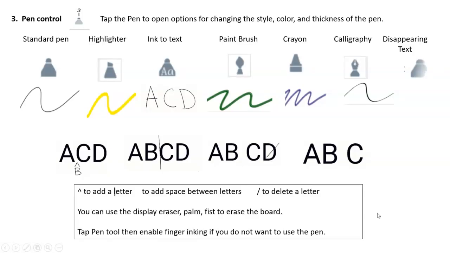Now when we go to the ink to text, when you type something, and this is different on different boards and I don't know why, but when you type something and you click on that, it will turn your handwritten lettering to actual text. And if you put the little caret and you put a B, it will add that B in for you. If you put a line in between 2 letters, it creates a space for you. If you put a diagonal line on the letter, it will delete it.